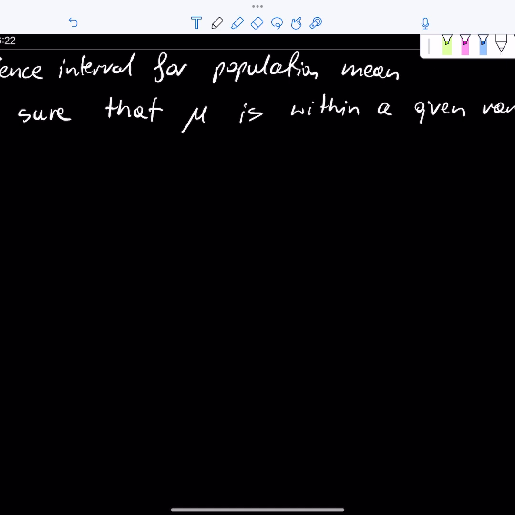The way we're going to calculate that is by recognizing that the confidence interval for the population mean is given by the sample mean plus or minus the margin of error E. So it's very similar to the population proportion. Recall that the confidence interval for the population proportion is given by the sample proportion plus or minus the margin of error.